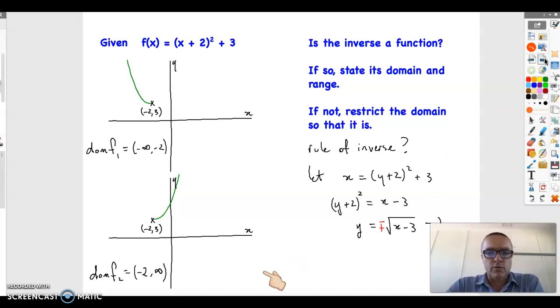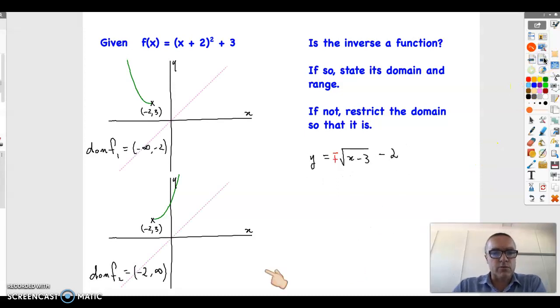Let's have a look at the rule for the inverse. And you'll remember from finding rules in the previous video, we're going to swap x and y in the rule for the function, and we solve for y. We get that our function is going to be the plus or negative square root of x minus 3, minus 2. It's really important here that we use the positive and the negative, because as you're going to see, we've actually got different rules for each inverse.